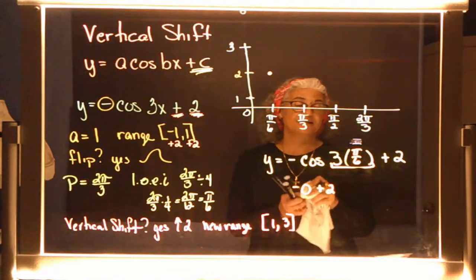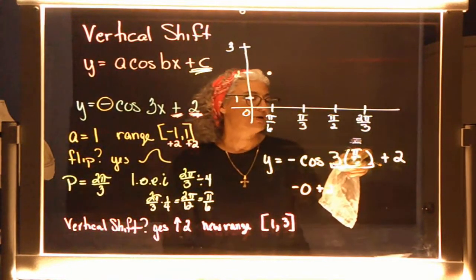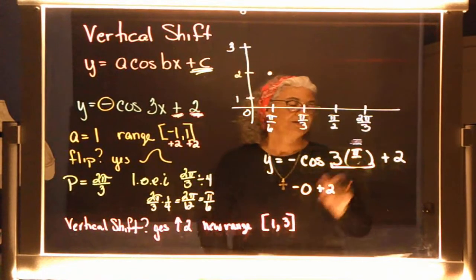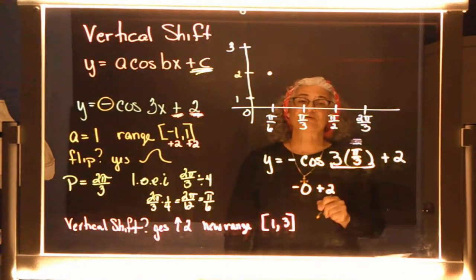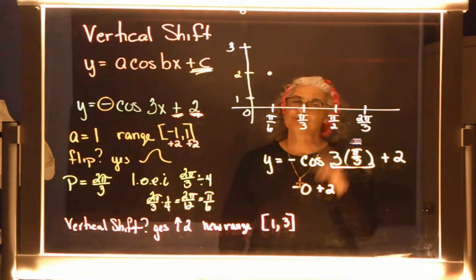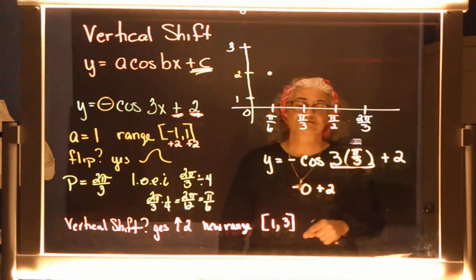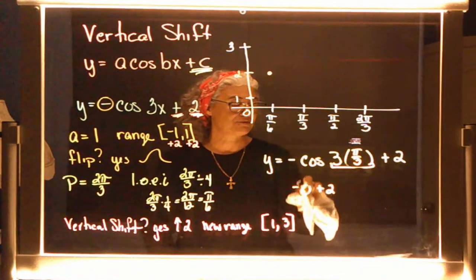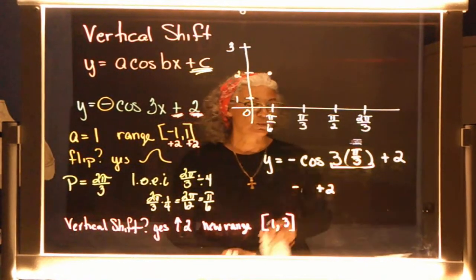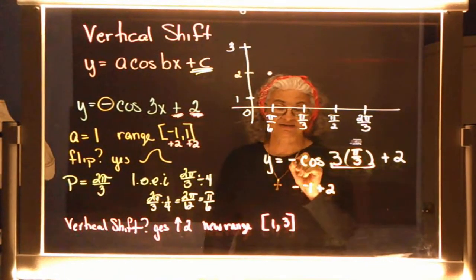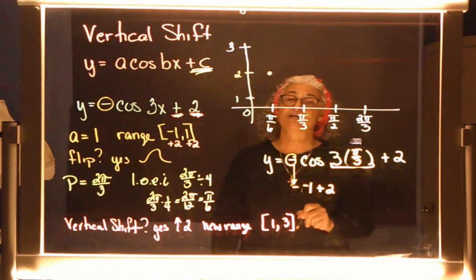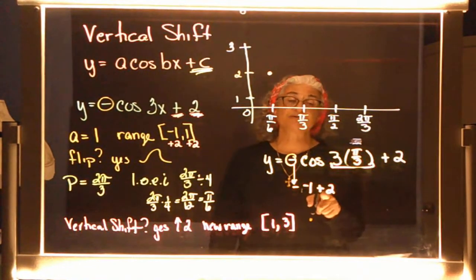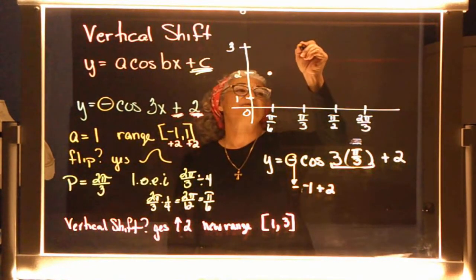Next thing you're plugging in is, yep, pi over 3. And what's 3 times pi over 3? Back to pi. We knew we should have ended up with a pi here. Cosine of pi. Good, that's negative 1. With a negative in front of it, right? Because this is this negative, which gives me a positive 1 plus 2. That gives me a 3.